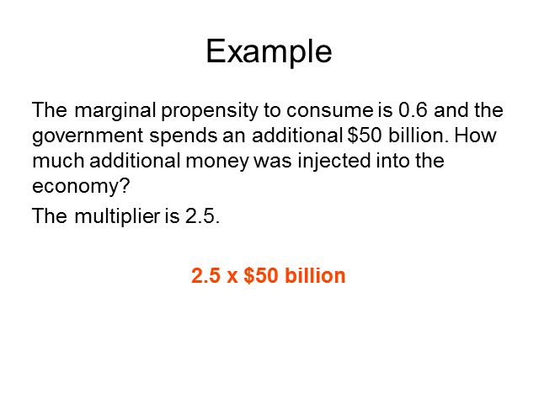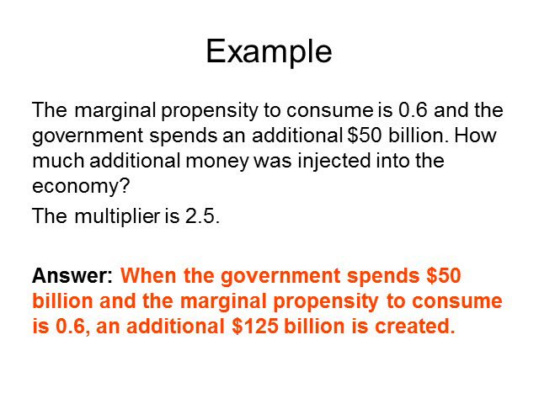Next, we will multiply the multiplier times the additional amount of government spending. In this case, the multiplier was 2.5, and the additional amount of government spending was $50 billion. So our formula now reads 2.5 times 50 billion. When we multiply those two numbers together, that gives us 125 billion. So the final answer is when the government spends an additional 50 billion, and the marginal propensity to consume is 0.6, an additional 125 billion is created.